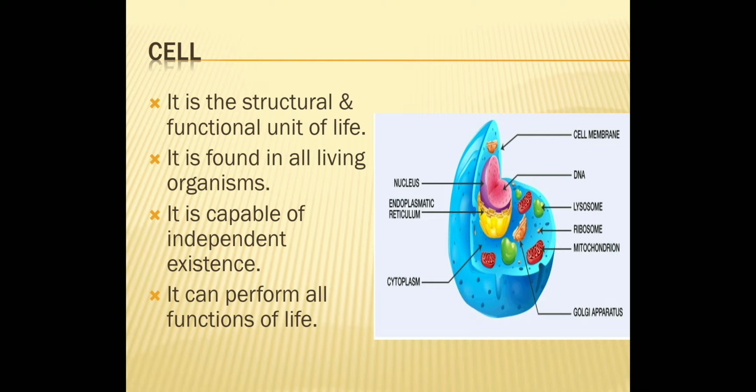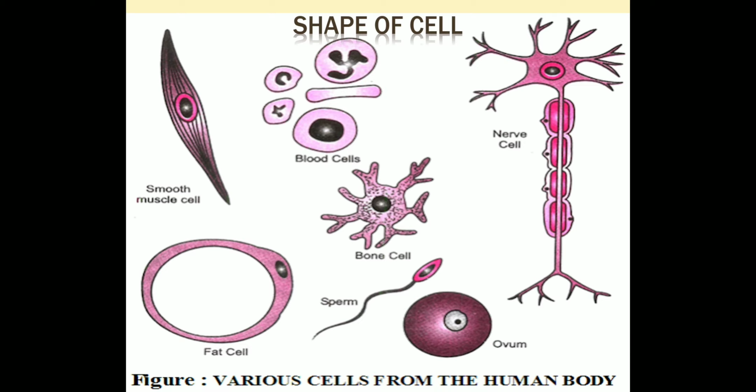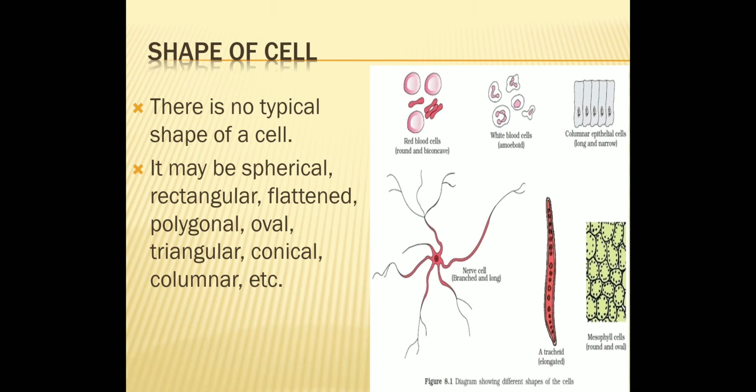Now, talking about different characteristics of a cell, you can see that a cell is found in all living organisms. It is capable of independent existence. It can perform all functions of life, and there is no typical shape of a cell. Talking about shape, you will find different shapes of cells can be seen. It may be spherical, rectangular, flattened, polygonal, oval, triangular, conical, columnar, etc. There are many more shapes.